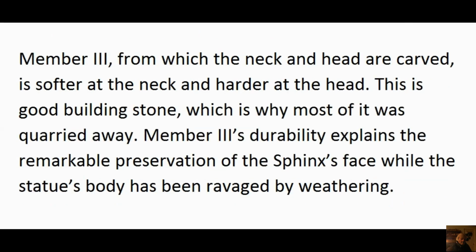Member 3, from which the neck and the head are carved, is softer at the neck, which you can tell by the erosion, and harder at the head, which is practically uneroded. This is good building stone, which is why most of it was quarried away, and I'll show you how much of that stone is gone.